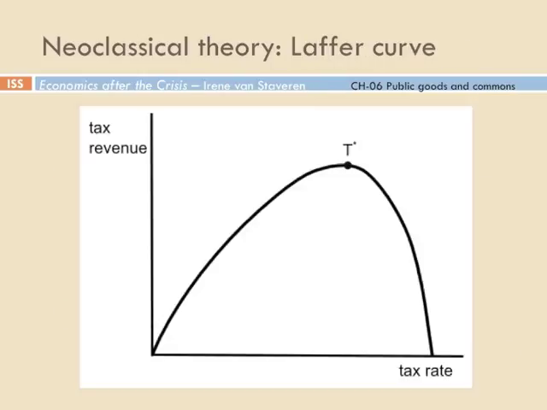The diagram on this slide shows you why. This is the Laffer curve, named after an economist called Laffer. On the horizontal axis, we have the tax rate, and on the vertical axis, the tax revenue. Now you see that when you increase the tax rate, you will increase tax revenue, but not endlessly. After point T, the optimum, the curve goes down, meaning that you can increase the tax rate, but this will not increase tax revenue.